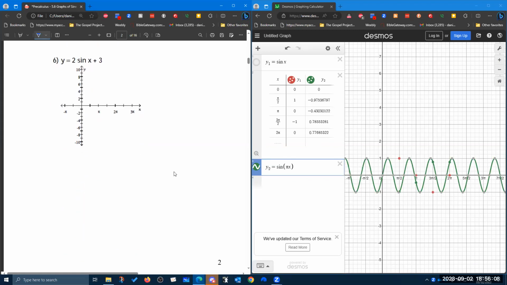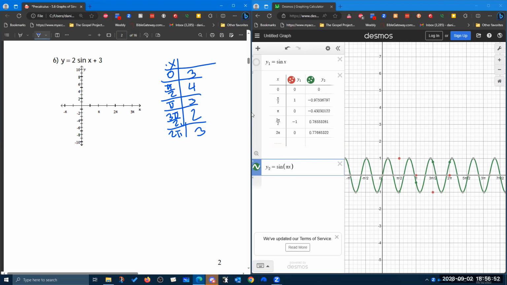We only have a couple more for this video, so we're going to put 2 things together. We're going to stretch vertically and we're going to shift vertically. So let's make a table of our characteristic points here. 0, pi over 2, pi, 3 pi over 2, 2 pi, and then 0 plus 3 is 3, 1 plus 3 is 4, 0 plus 3 is 3. Negative 1 plus 3 is 2. 0 plus 3 is 3.